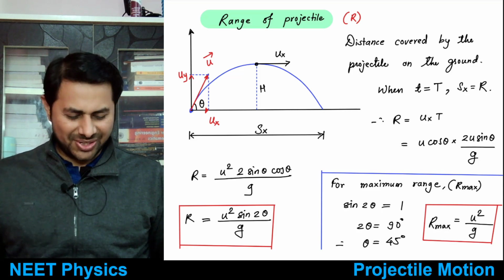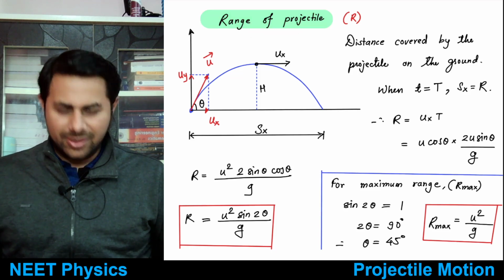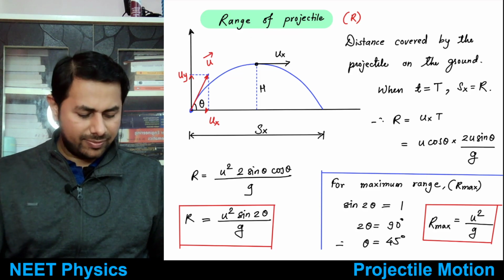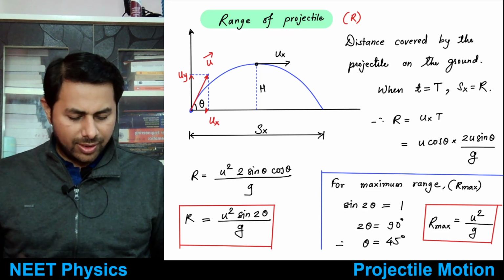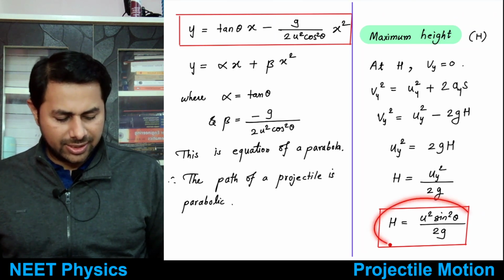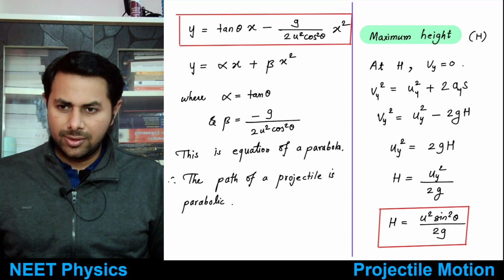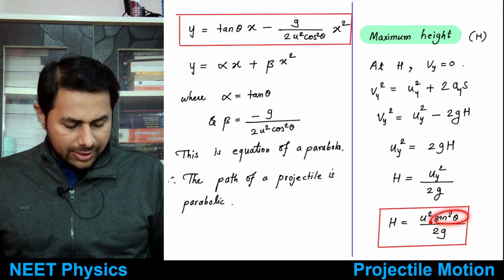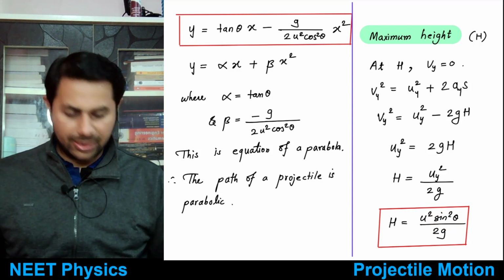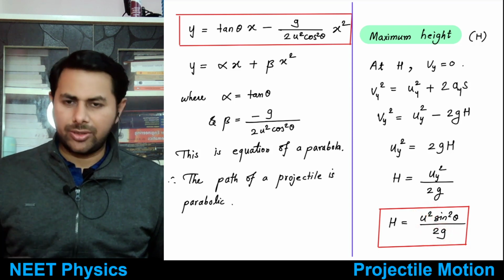Okay, good. So this is the range of the projectile. This is all that we need to remember as far as the equations go. And one more thing, what will be the maximum height? So H is equal to u squared sine squared theta divided by 2g. So there, sine squared theta will be equal to 1. Okay, so maximum height is u squared upon 2g.